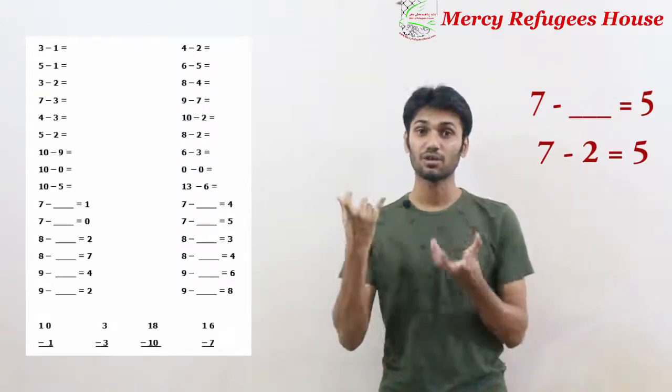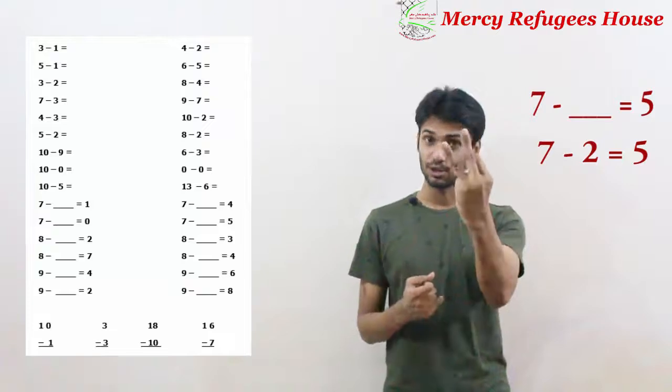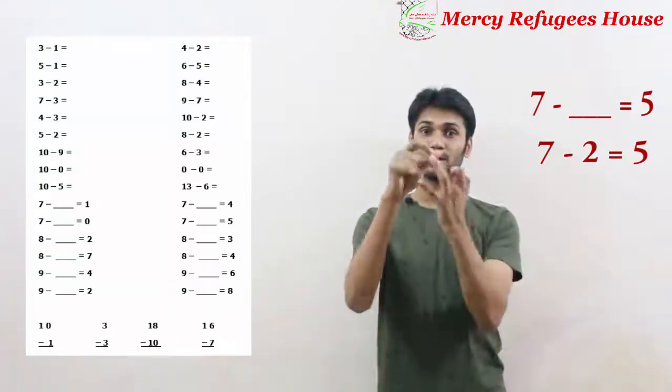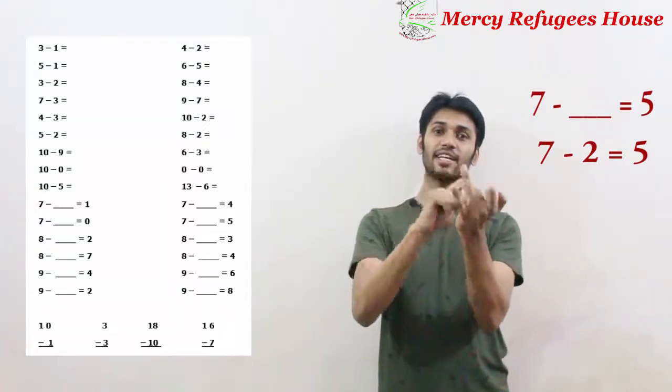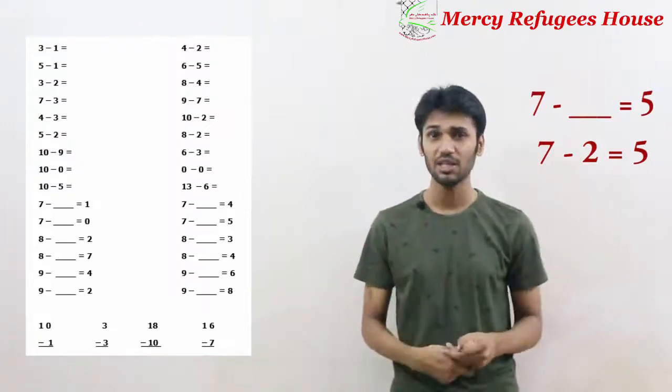The answer, the smaller one is 5. If you count forward, like you say 6 and 7, you get 2. Or if you count backwards, 7, 6 and 5. So how many are you going back? You are going back 2. The answer would be 2.